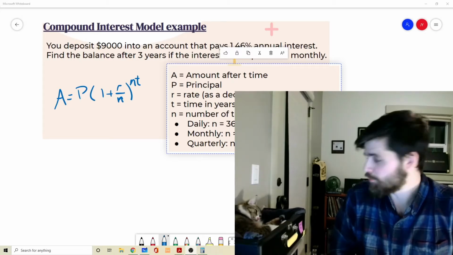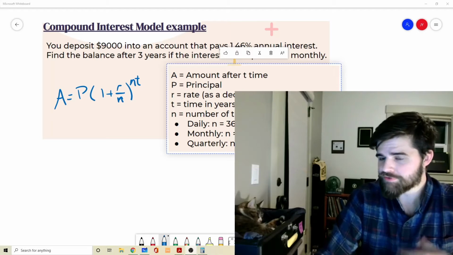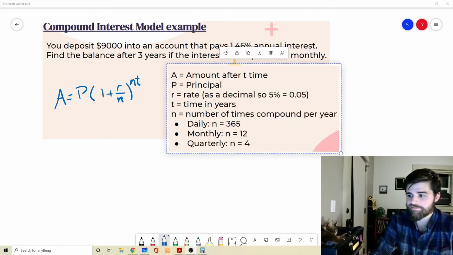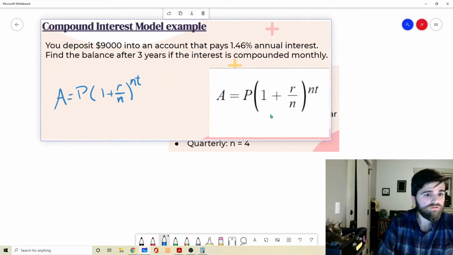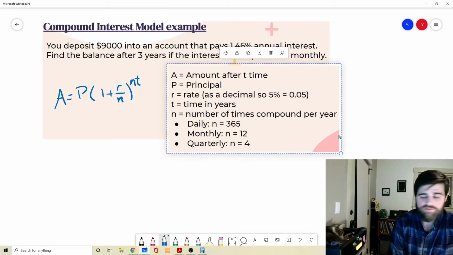Hey everyone, so for your async work today, you're going to be looking at some compound interest examples. It's a really useful skill to work on because it's something that'll come up in your daily life. So, here is our compound interest formula.